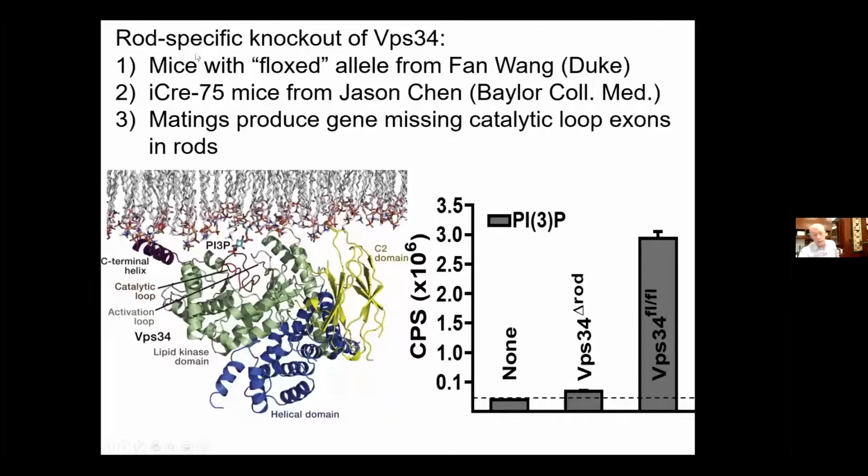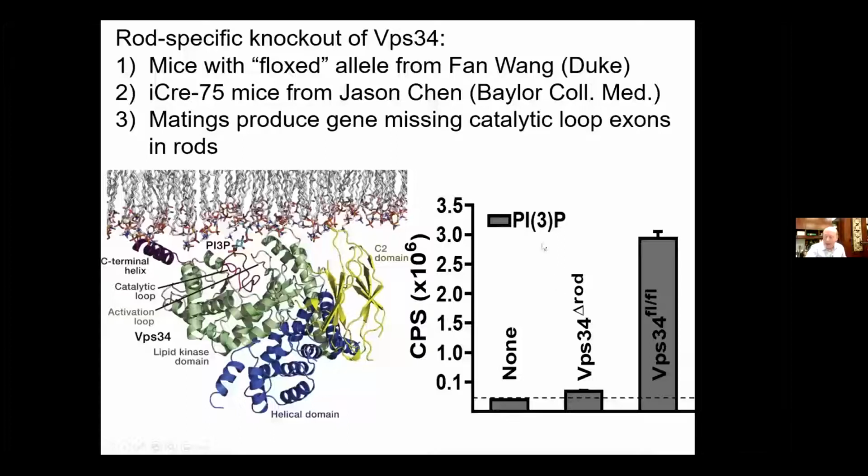And we made this with the iCre75 mice, which we received from our colleague Jason Chen at Baylor, which gives you good expression in rod cells. And of course, as Chris's lab found out a number of years ago, there's some odd things about the iCre75. They also happen to overexpress R9AP, one of my favorite proteins, but that sort of odd feature doesn't really have much effect on the results I'm going to tell you about today. So you can just think of this as a rod cell specific knockout.